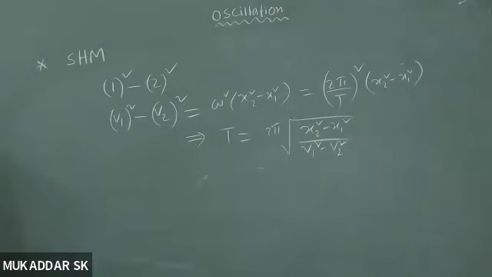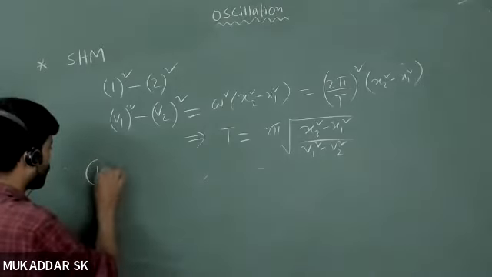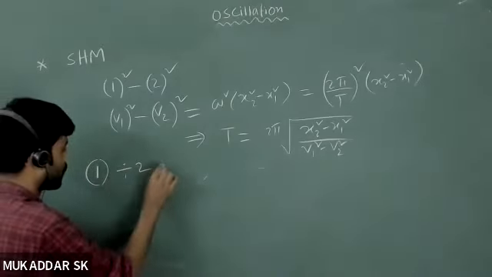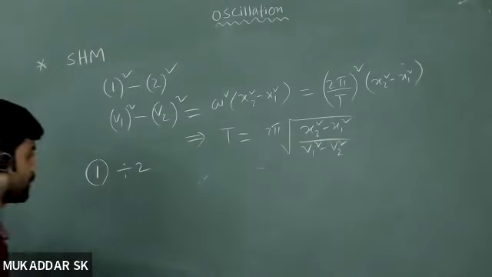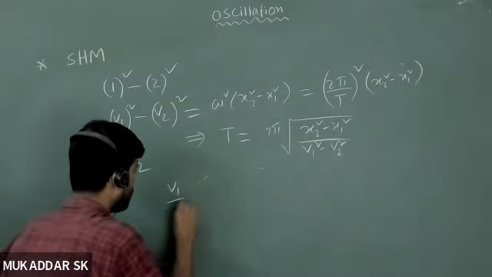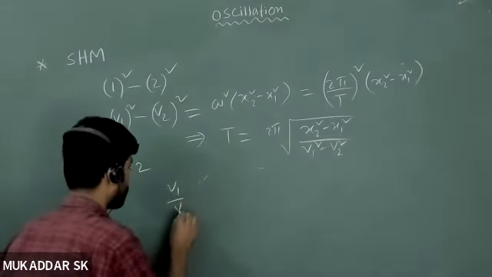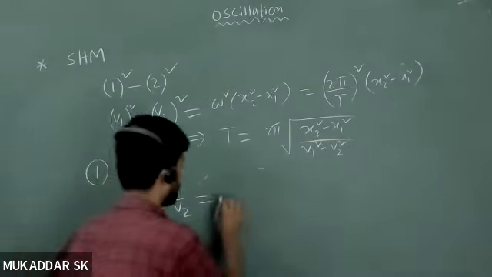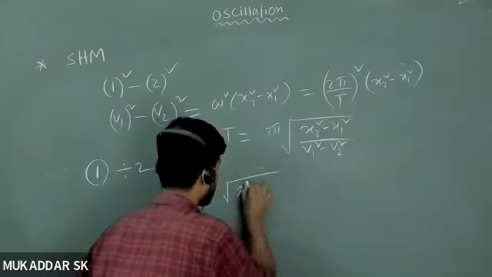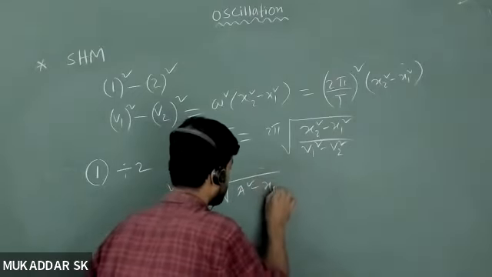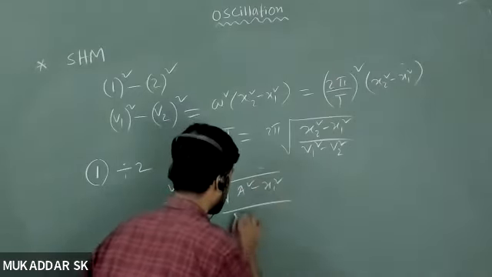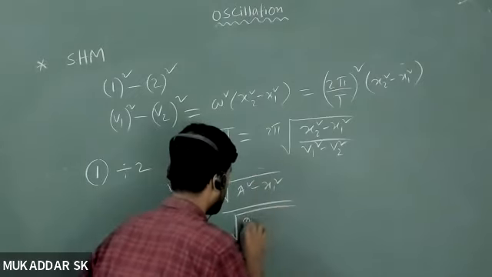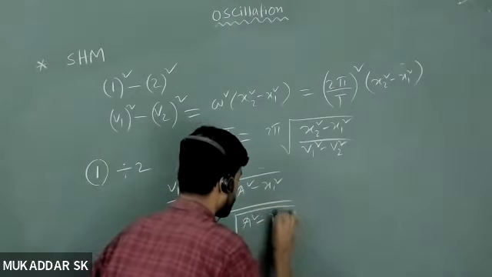Is this part clear? Yes, sir. Okay. Now you divide. If you divide equation number 1 by 2, what will we get? Basically v1 by v2, right? Equals to how much? A square minus x1 square, square root, divided by square root of a square minus x2 square, right?